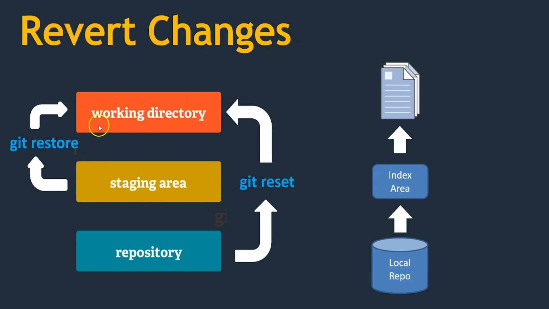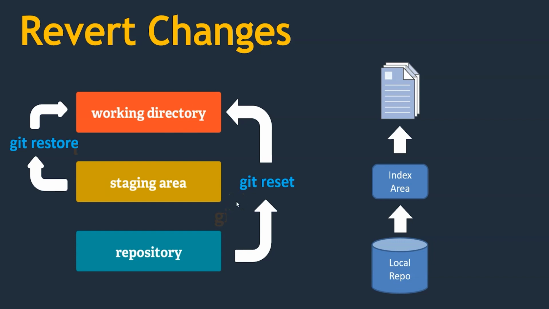In this case, we need to execute two commands. First command discards our changes from the staging area. Second command discards our changes from the working directory. A similar thing happens here. Whenever we commit our changes in our local repository, we can do a git reset, which helps us discard our commits on the local repository, but the changes you can still see in the working directory. Again, we need to run git restore or git checkout on the working directory.